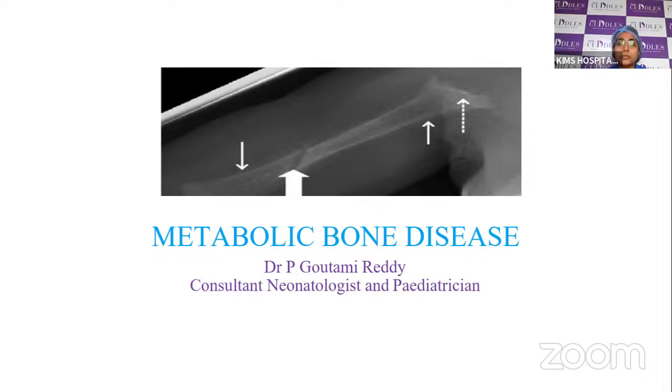As we are managing more preterm babies with extremely low birth weight and very low birth weight, the incidence of osteopenia of prematurity is also increasing. So today I'll discuss calcium and phosphorus homeostasis during fetal life and immediately after the postnatal transition, and what happens in extreme preterm and very preterm babies. So we'll have a clear-cut idea how to diagnose and manage metabolic bone disease.